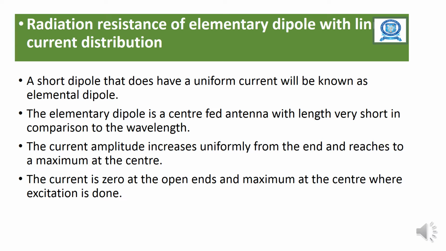Now we can see the radiation resistance of elementary dipole with line current distribution. So what is a short dipole? A short dipole has a uniform current, and can also be called an elemental dipole. An elementary dipole is one where we feed the antenna at the center point, and the length of the antenna is very short when compared to the wavelength that is being used.